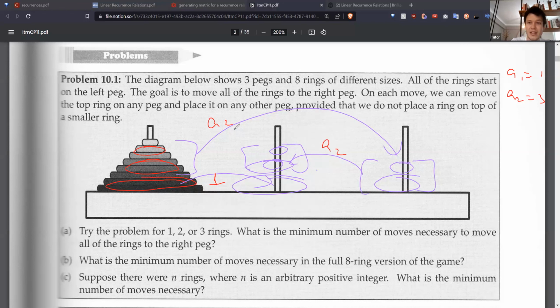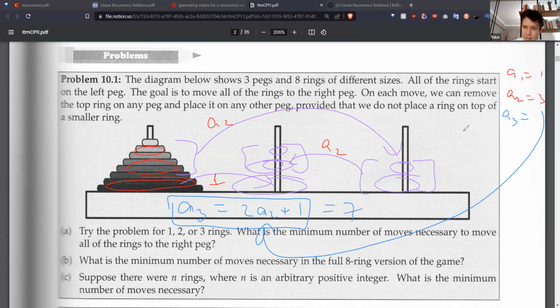So what I get is a linear relationship. If I wanted to compute A3, how many do I need to move 3? Well, I need to move A2, and then 1, and then another A2 steps, right? So basically, you see that A3 is going to be 2A2 plus 1, right? So this is the relationship that we were looking for. If you plug in the numbers, A3 is going to be equal to 7, because 2 times 3 is 6, plus 1, you get 7. So you need 7 steps in total.